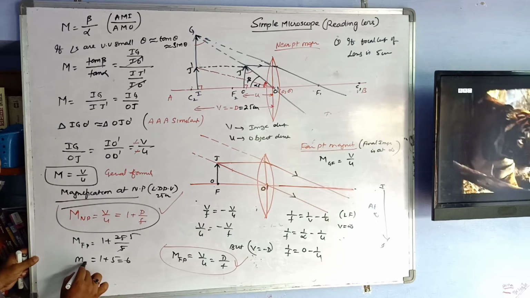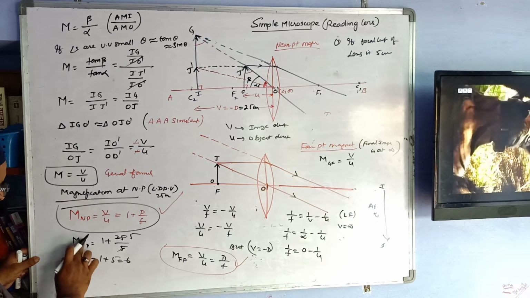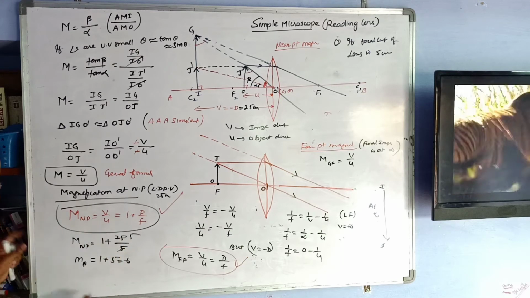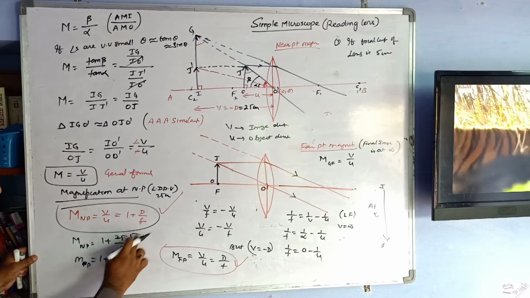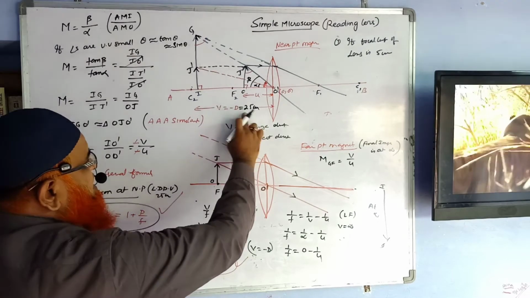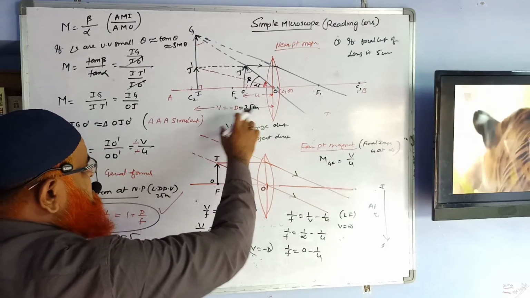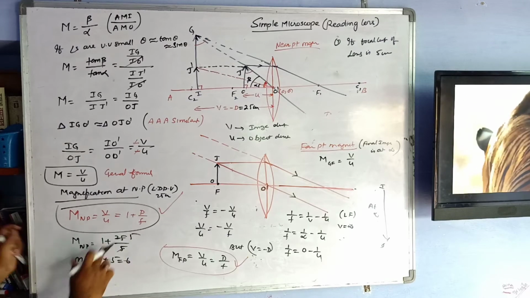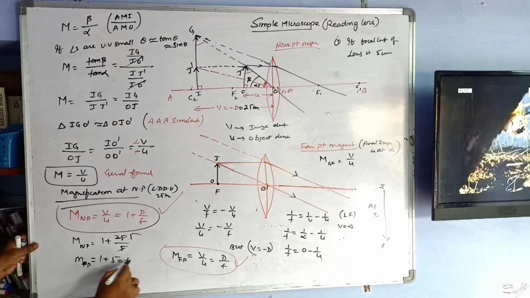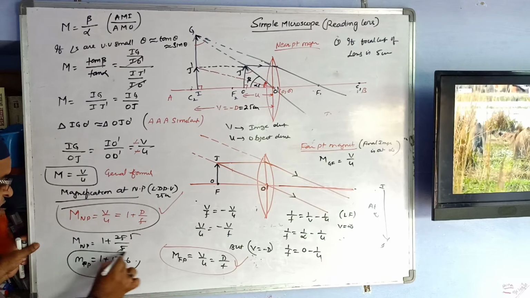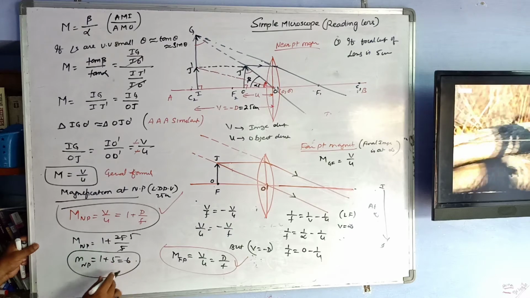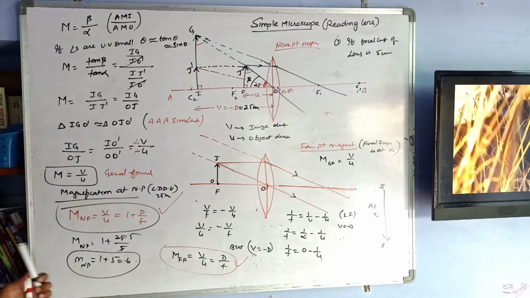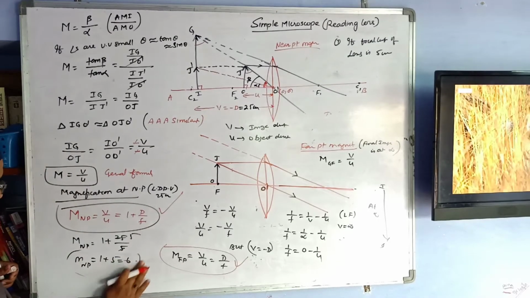So the magnification at the near point is 1 plus D by F. The near point formula is 1 plus D by F. D is 25. He did not give 25, but it is understood that the least distance of distinct vision is always 25. Even if it isn't given, we have to consider it to be 25 centimeters. So it is 1 plus 25 by 5, meaning 6 is going to be the magnification at the near point. It doesn't have any units, because magnification is a ratio. So this is the answer for the question I have given.